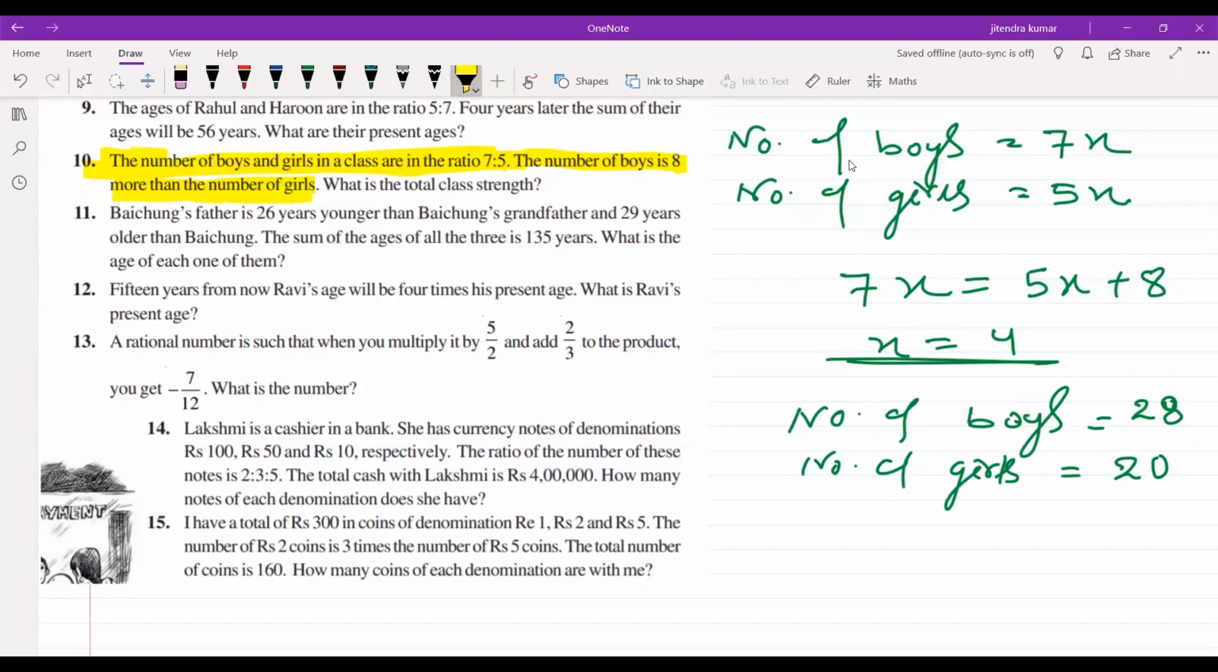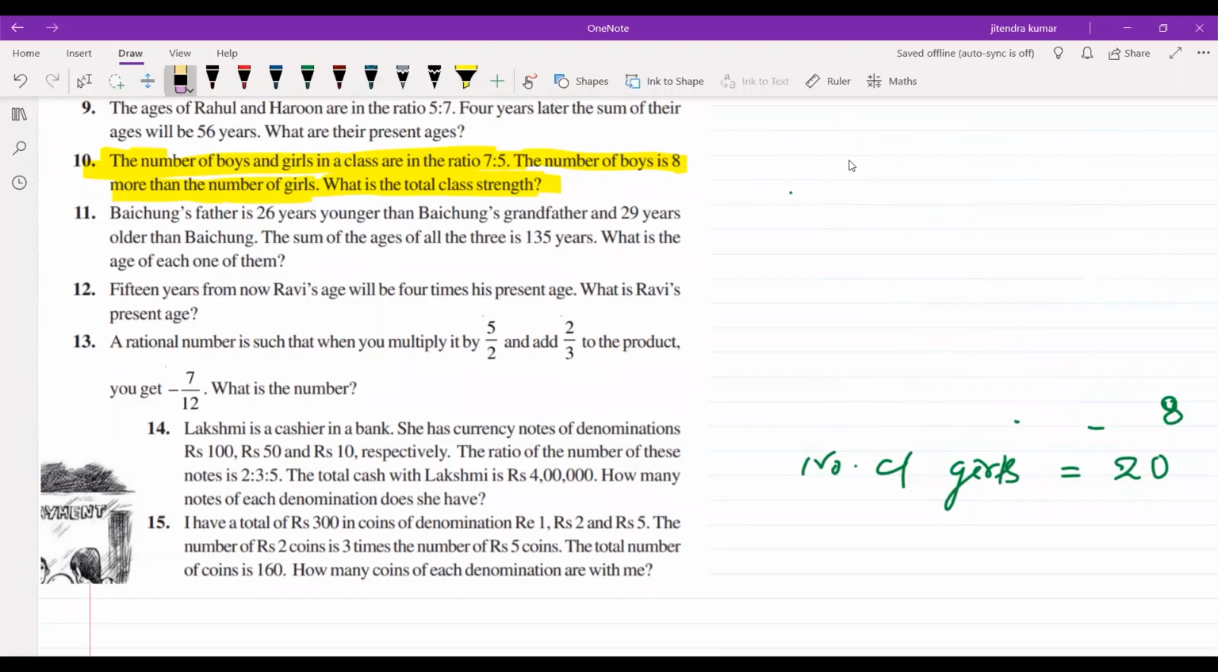If you read the last line of the question, it says what is the total class strength? It means what we are going to do? The total number of boys plus the total number of girls is equal to the total strength of the class. So just add these two. 28 plus 20 is equal to 48. So 48 is the answer. This was our question number 10.